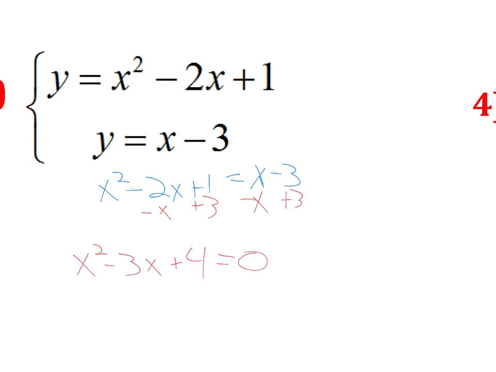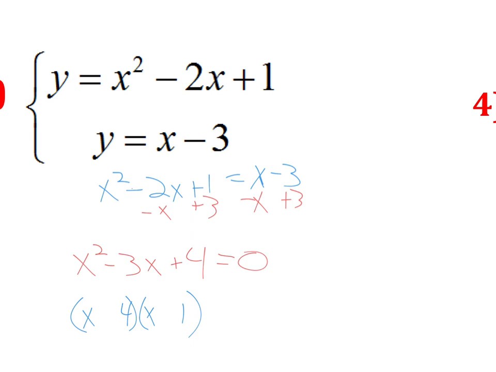So we need to figure out what values might factor out, what values might multiply to be positive 4 and add up to a negative 3. And some of us might be thinking, okay, well, that's easy. We got a 4 and 1, right? Because 4 minus 1 or 1 minus 4 is negative 3.